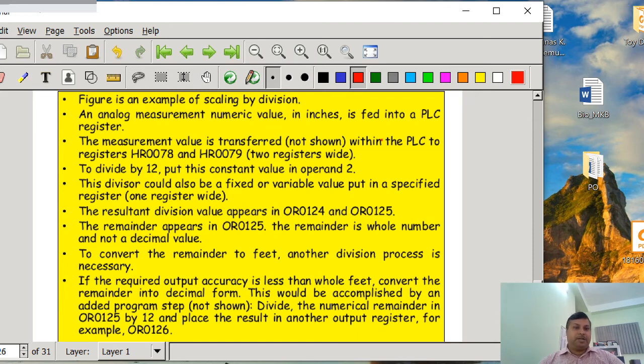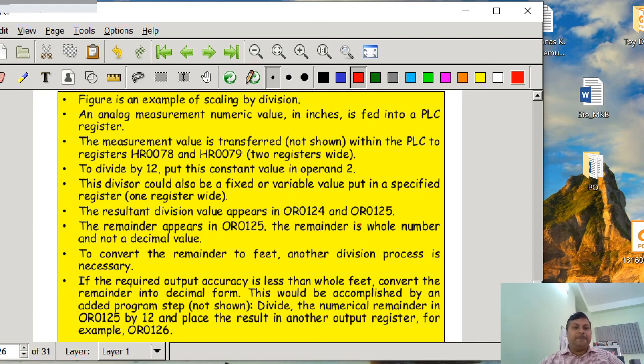So the measurement value is transferred within the PLC to registers HR78 and HR79, which is two registers wide, and to divide it by 12, because we know that 1 foot is equal to 12 inches, put this constant in operand 2. This divisor could also be a fixed or variable value put in a specified register. The resultant division value is going to appear in the two output registers, that is 124 and 125. The remainder appears in 125. The remainder is a whole number. It is not a decimal value, as I have just indicated in the previous example.